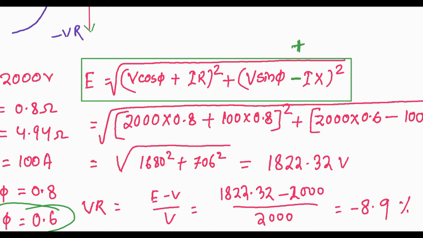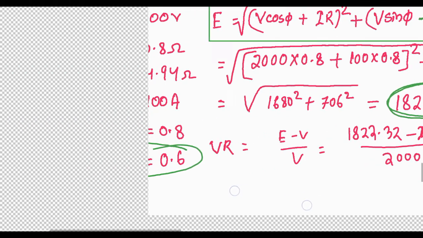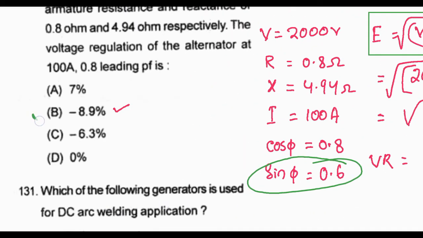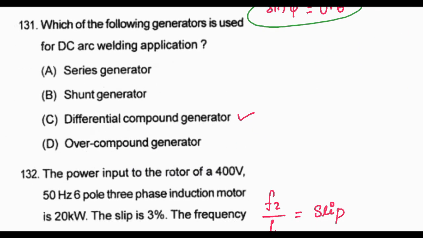If we apply the formula, we get E to be 1822.32 volt, and voltage regulation is (E minus V) by V, that is (1822.32 minus 2000) by 2000, which is equal to minus 8.9%, that is option B. Next question is, which of the following generators is used for DC arc welding application? This is the differential compound generator.